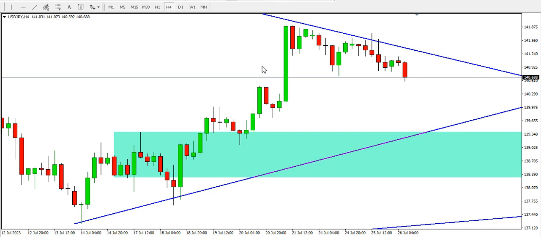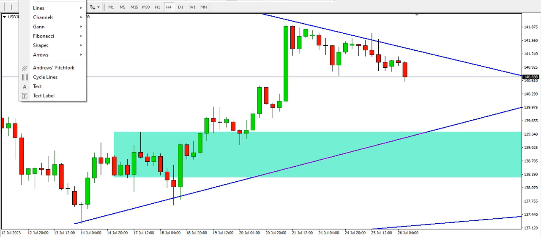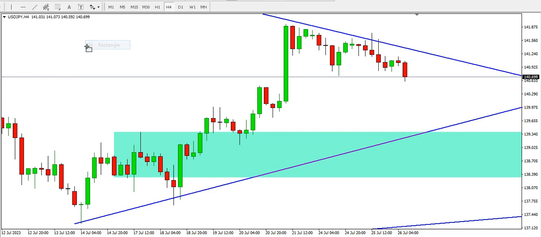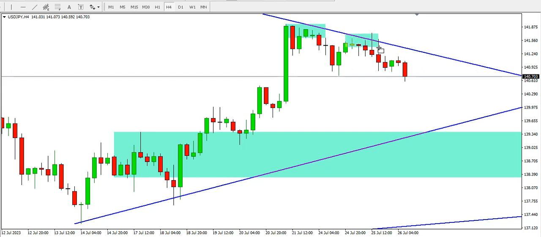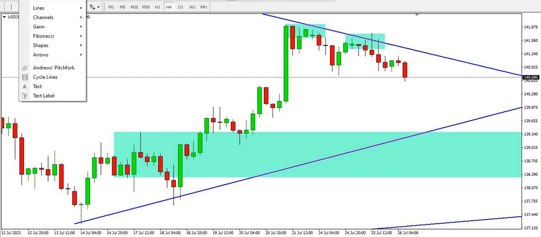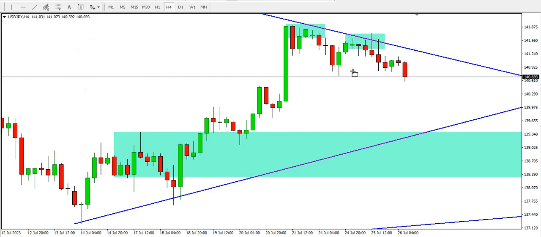On the 4-hour time frame, we can see something like a 1, 2, 3, a triple top or a three drive, which suggests that price might likely drop a bit to this other block. Okay, that's the first top. This is the second top, and we can see the third top.